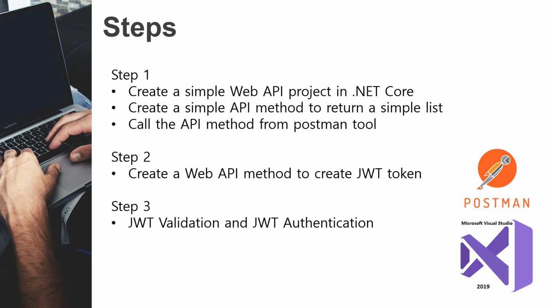In step 2, I'll be showing how to create a JWT token from the .NET Core library. Using this token, we'll be proceeding to step 3. In step 3, I'll show how to validate a JWT using the libraries in .NET Core and how JWT authentication can be placed for the web API. So that's all in this video.